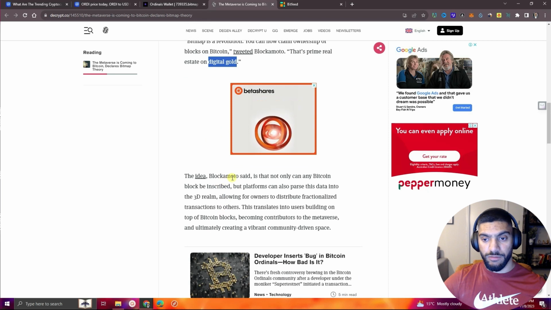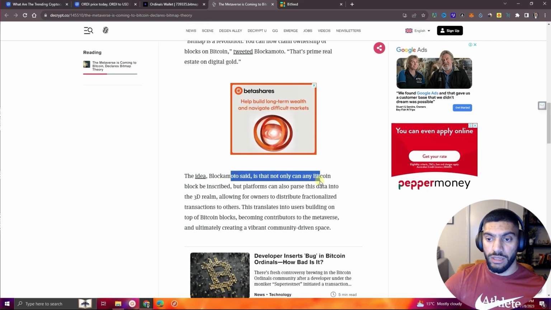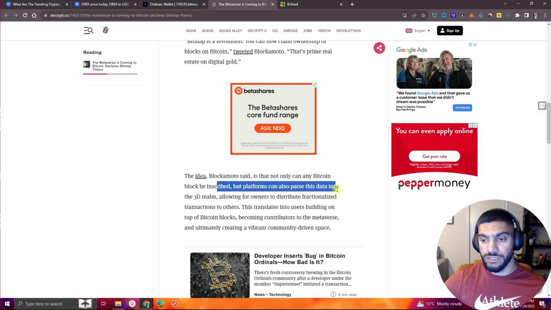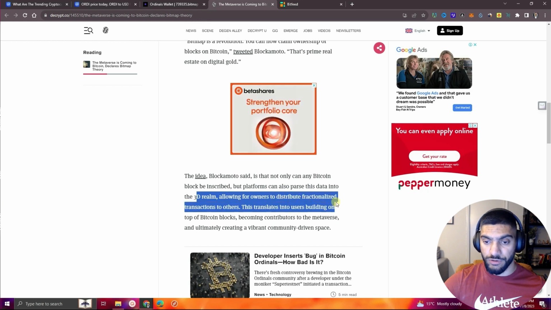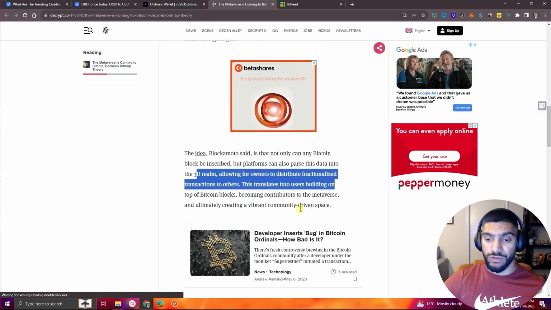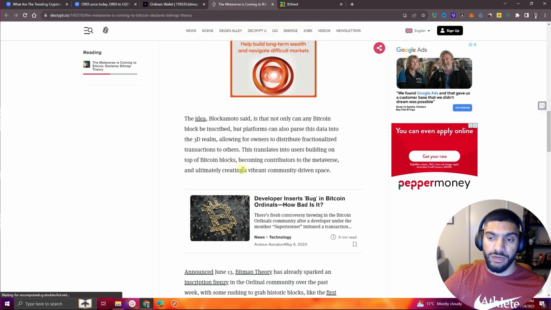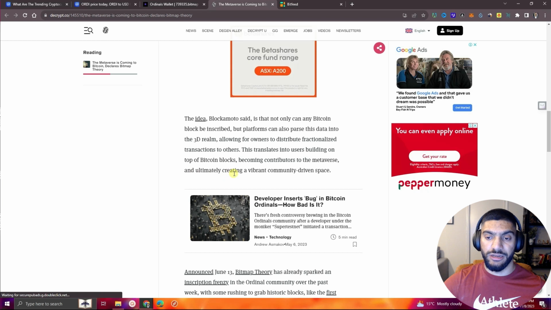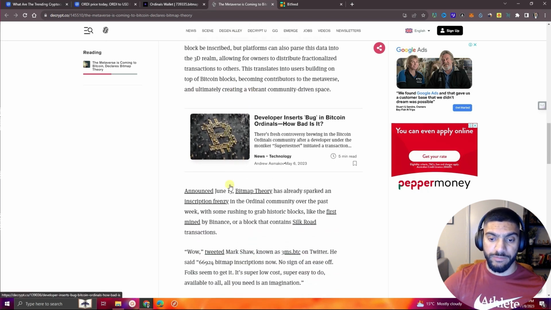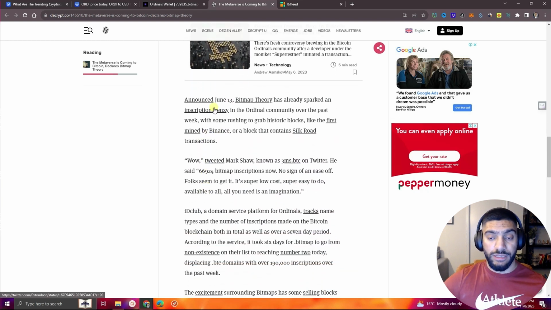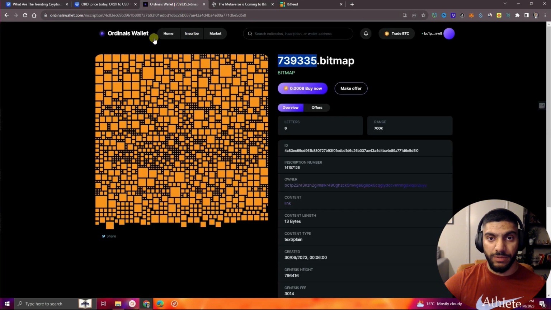So the idea, Blockomoto said, is that not only can any Bitcoin block be inscribed, but platforms can also parse this data into the 3D realm, allowing owners to distribute fractionalized transactions to the owners. This translates into users building on top of Bitcoin blocks, becoming contributors to the metaverse, and ultimately creating a vibrant community-driven space. So I will link this article in the description. If you are interested to see more about the Bitmap product, you can have a look here.